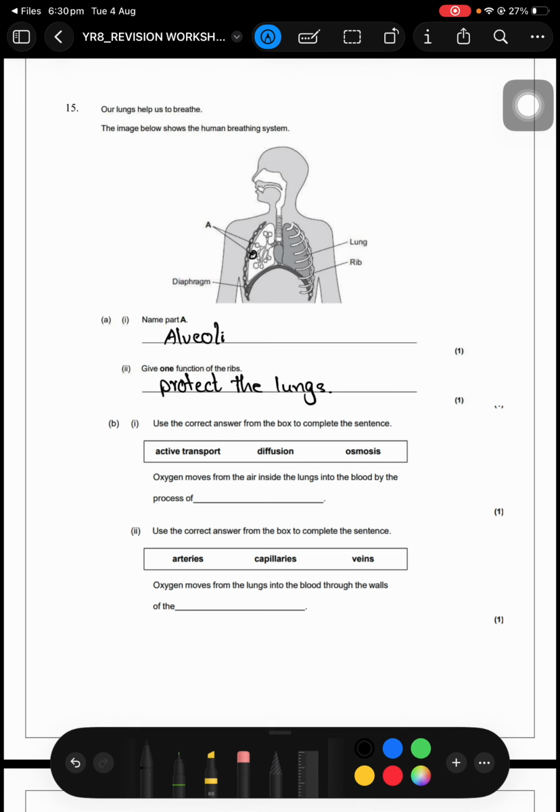Use the correct answer from the box to complete the sentences. Oxygen moves from the air inside the lungs into the blood by the process of diffusion, because we know diffusion takes place in the alveoli. So the answer here will be diffusion.